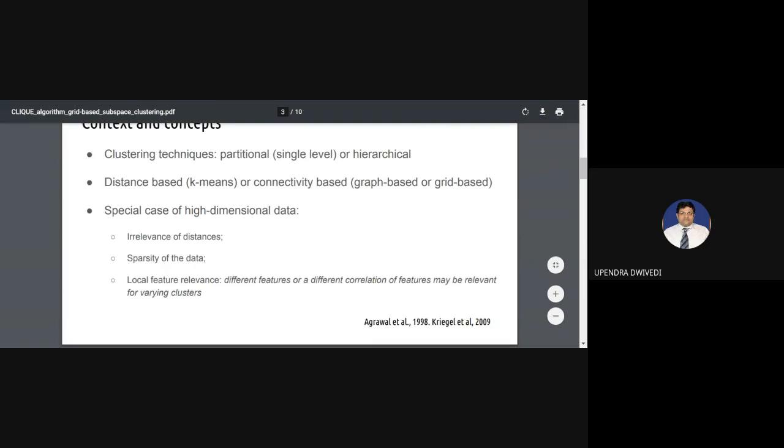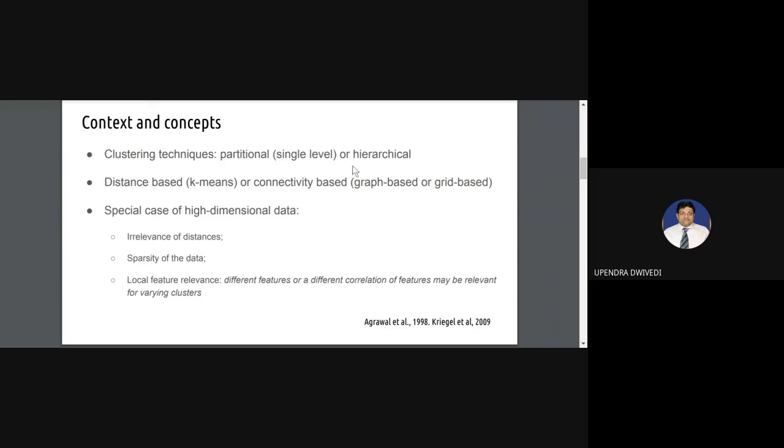Clustering techniques can basically be divided into partitioning, a single level where every cluster is at the same level, or hierarchical, where multiple clusters can form higher-level clusters. Distance-based k-means, or connectivity-based, graph-based, or group-based approaches can be applied. Special cases of high-dimensional data are irrelevance of distances, sparsity of the data, and local feature relevance. These important points must be considered when we are dealing with higher-dimensional data.